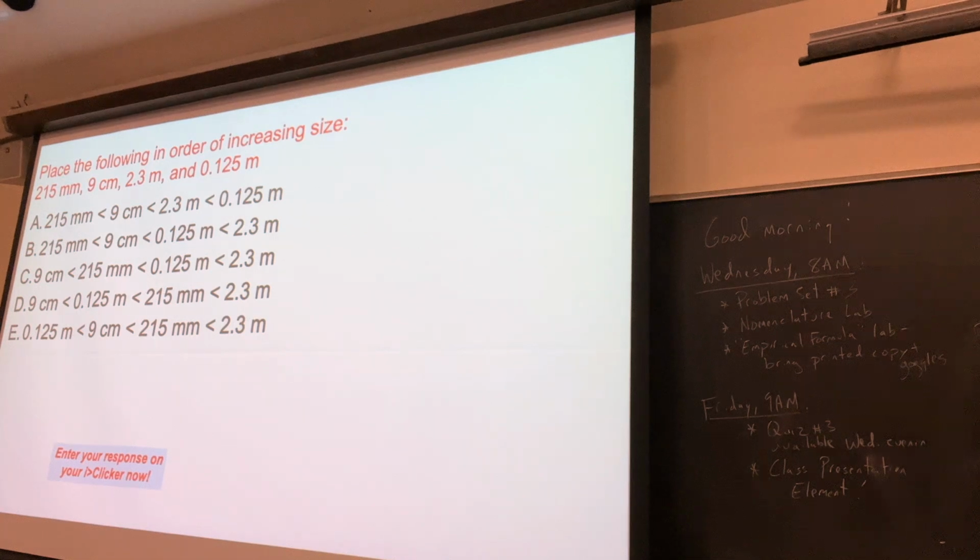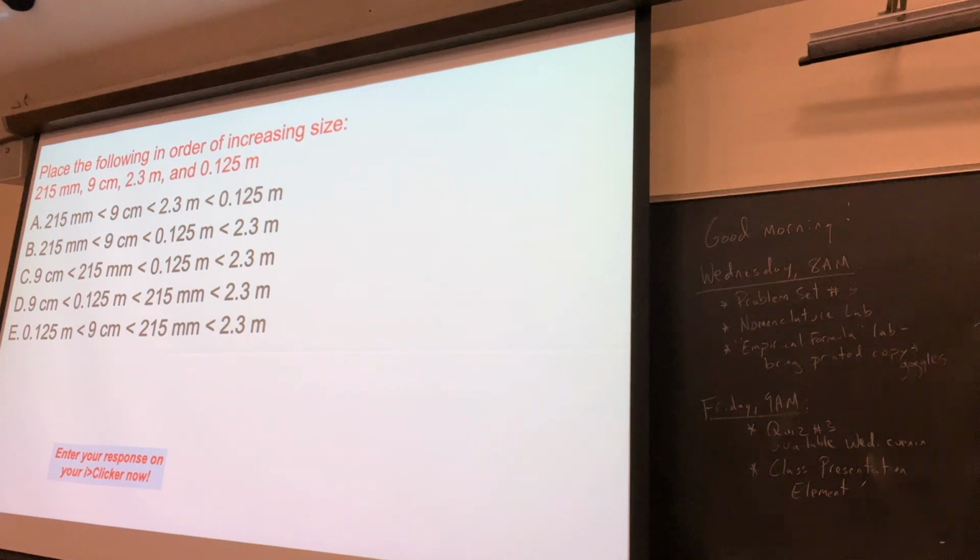So if you have 9 centimeters, and a centimeter is 10 to the minus 2, it's like 9 times 10 to the minus 2. So you'd move the decimal point over to the left. So 9 would be 0.09 meters. And with millimeters, you would multiply by 10 to the minus 3. You'd move it over to the left 3 times. So that would be 0.215.